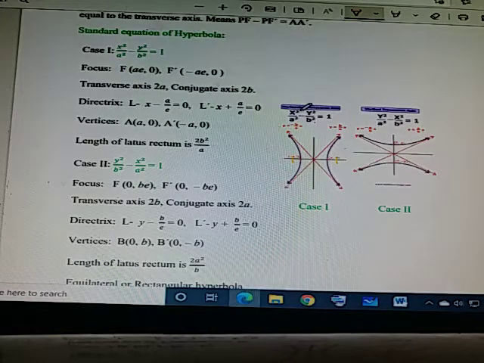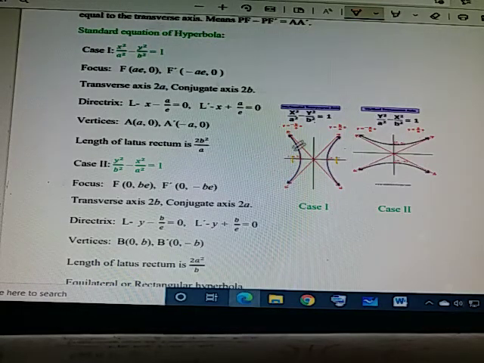But which one is positive? Here x square by a square is positive, and this is minus, so this is negative. That is why, with x square by a square positive, we say the x axis is the transverse axis. Here y square by a square is positive, so the y axis is the transverse axis. Transverse axis means the foci lie on the transverse axis.